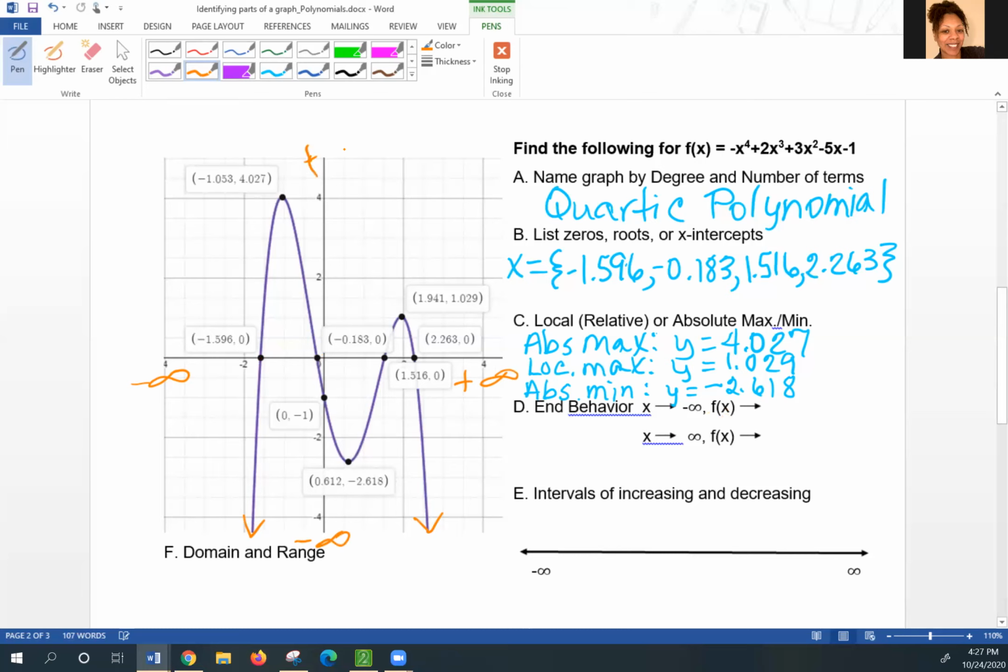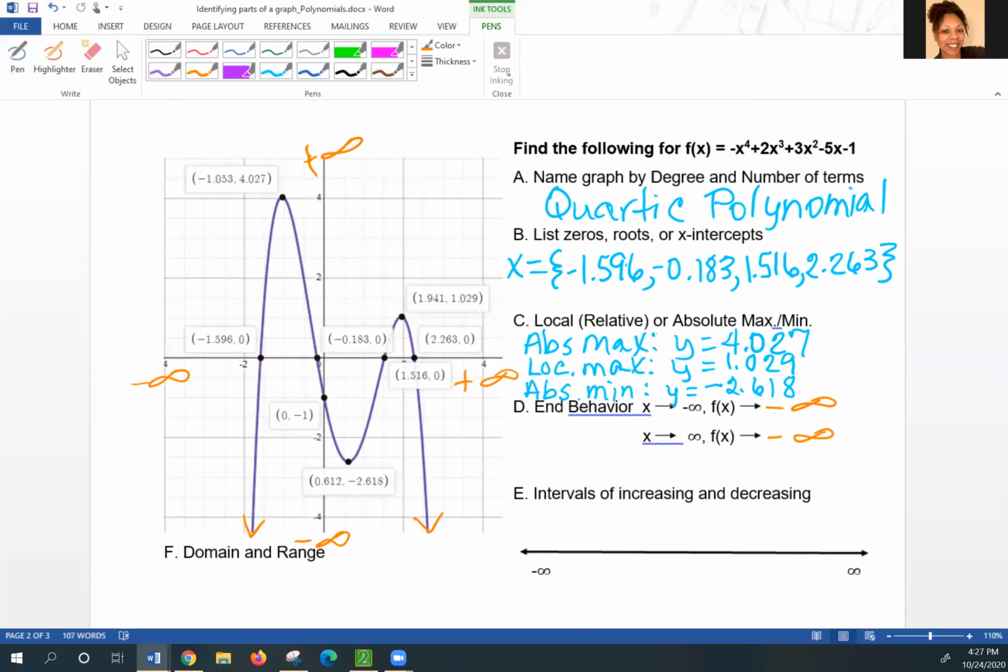So f of x and y are the same thing. So what's happening with f of x as x is going to negative infinity? It's also going to negative infinity. What's happening when x is going towards positive infinity? What's happening with f of x? Well, it's also going to negative infinity. So in this instance, both of the y's or f of x's are going towards negative infinity for my end behavior.